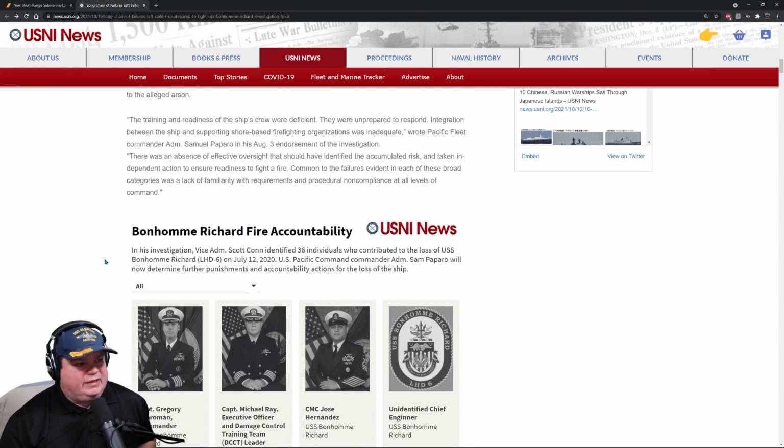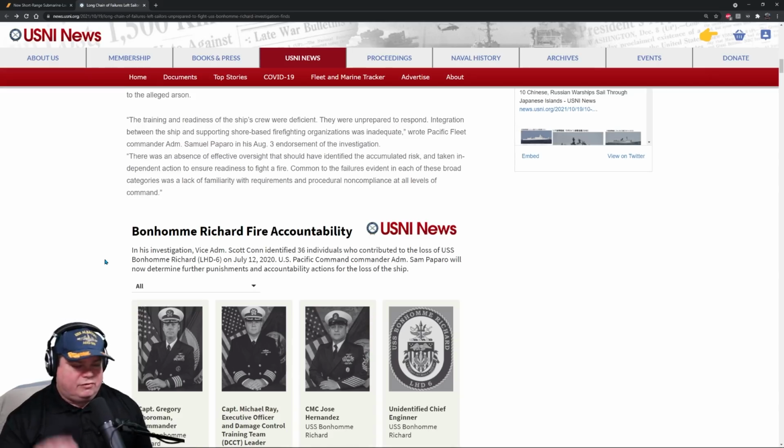So the training and readiness of the ship's crew were deficient, says the report. They were unprepared to respond. Integration between the ship and supporting shore-based firefighting organizations was inadequate, wrote the Pacific Fleet Commander Samuel Paparo on August 3rd, in the endorsement of the investigation. There was an absence of effective oversight that should have identified the accumulated risk and taken independent action to ensure readiness to fight the fire. Common to the failures evident in each of these broad categories was a lack of familiarity with the requirements and procedural noncompliance at all levels of the command.